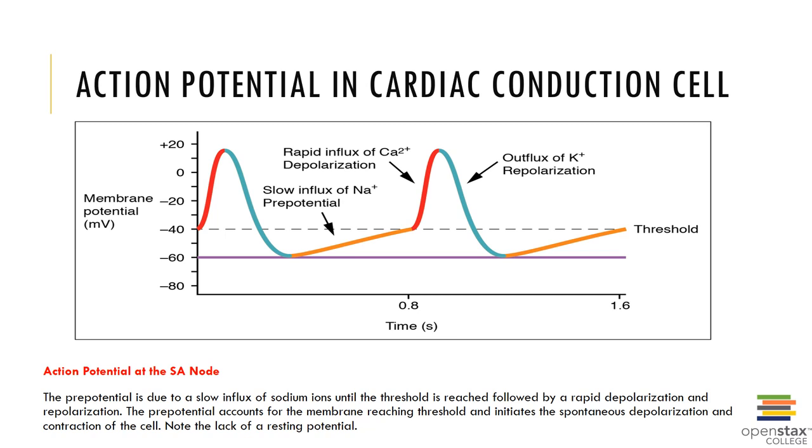Here you can see the action potential in the cardiac conducting cell. And this demonstrates the slow influx of sodium ions until the threshold is reached, and then we get a rapid depolarization and repolarization. You can also see the rapid influx of calcium that contributes to the depolarization of cardiac muscle tissue.